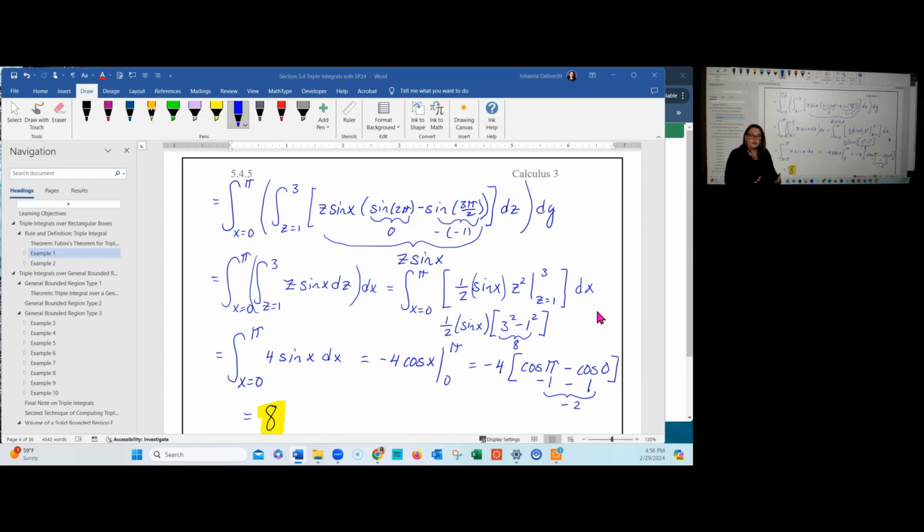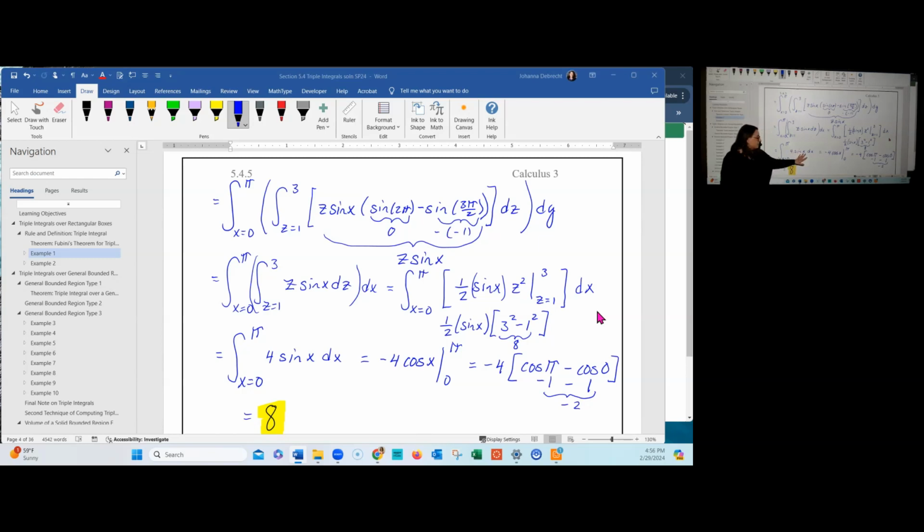The order that the differentials are written in can also help you keep track where you work from the inside to the outside. But I find it's also helpful to have at least the variable mentioned on the lower limit of integration as well. When I substitute 3 and 1 in place of z and z squared, I get 3 squared minus 1 squared, which gives me 9 minus 1, or 8. 8 times 1/2 gives me 4. So the new integrand for the outermost integral is 4 sine of x.